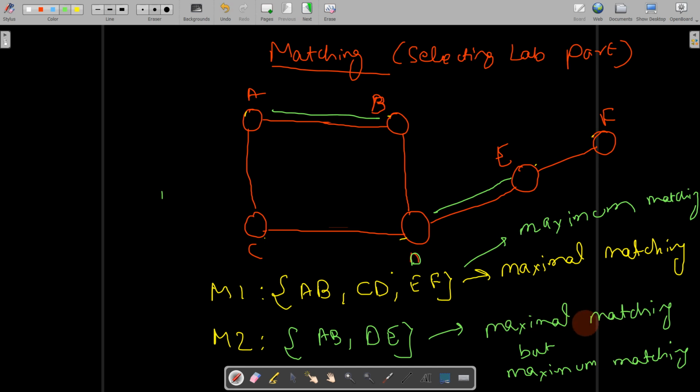I hope the definitions are clear to you now. Now we will see the concept of perfect or complete matching. See, in this M2 matching, do all the students have lab partners? A has a lab partner, B has a lab partner, D and E have lab partners. But C and F are not lab partners. So it is not covering all the students. That means this is not a perfect matching. M2 is not perfect. Perfect or complete matching.